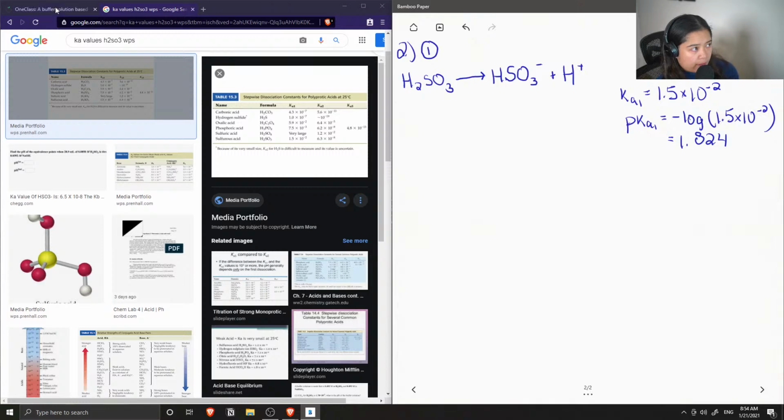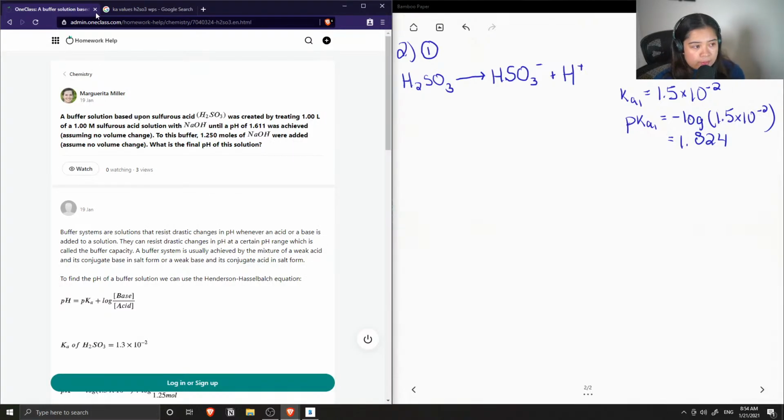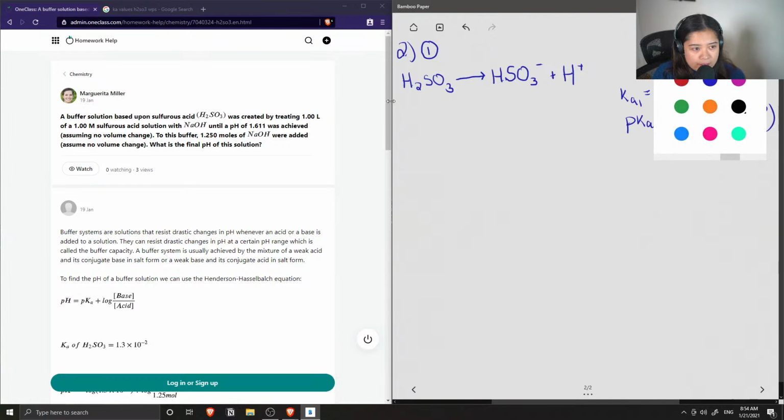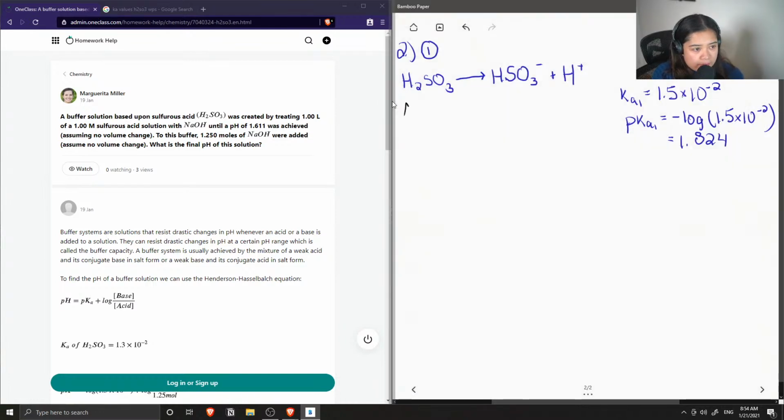Okay, so now I have the general reaction that occurs when sulfurous acid first deprotonates into its ions. And now I can see what happens when it is treated with sodium hydroxide. So let me do this in a different color.